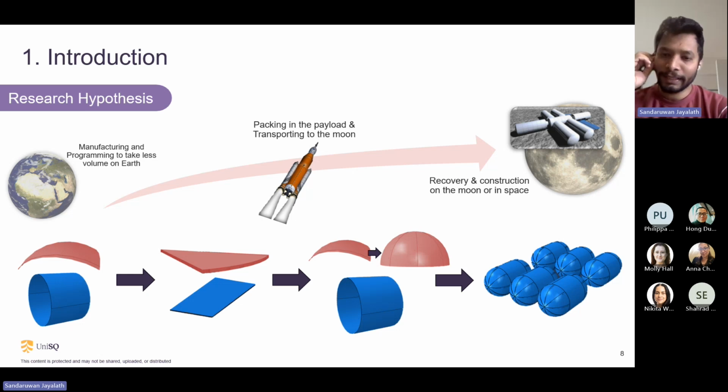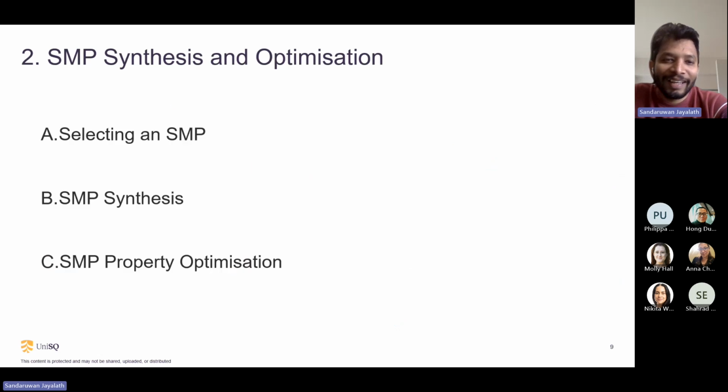Now, for this we need a shape memory polymer suitable for this, and to develop the shape memory polymer composite, and we go through so many troubles to make it happen. So the second section of this presentation is shape memory polymer synthesis and the optimization.